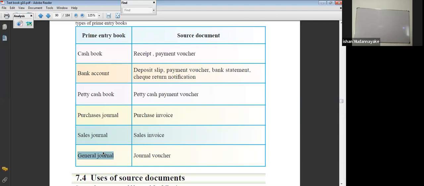Fine. These are the primary books. To prepare the general journal, the journal voucher is a source document. Before recording a transaction in the general journal, we need to prepare a journal voucher. It is a document.